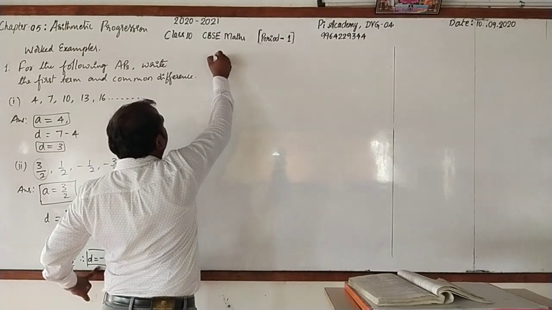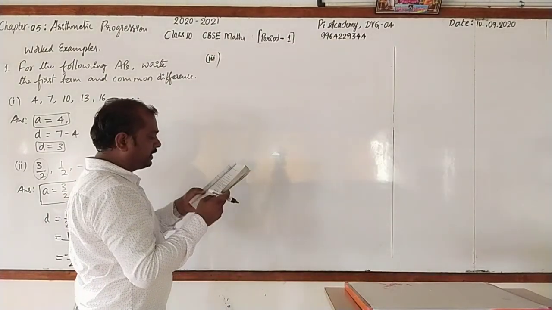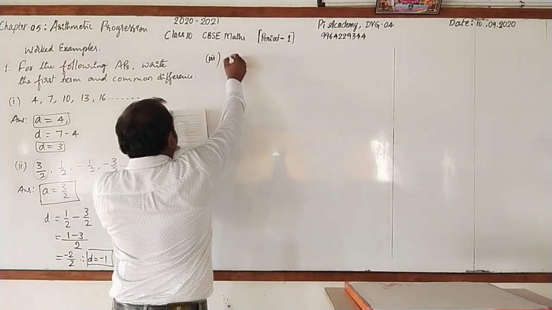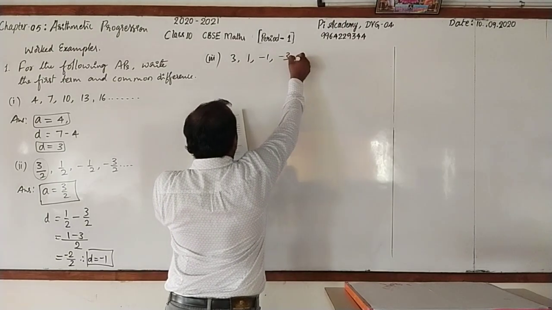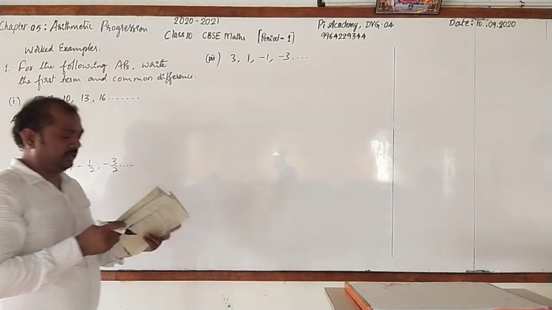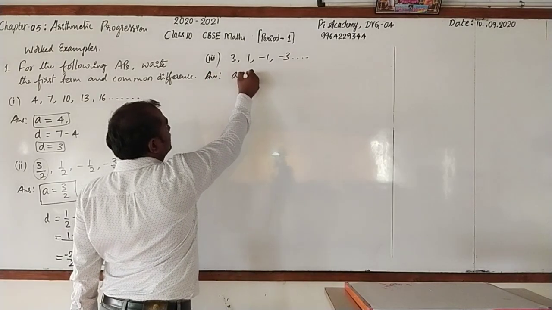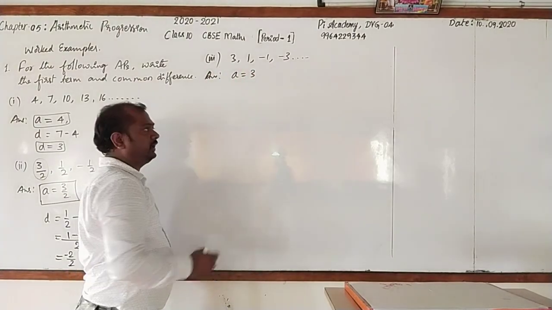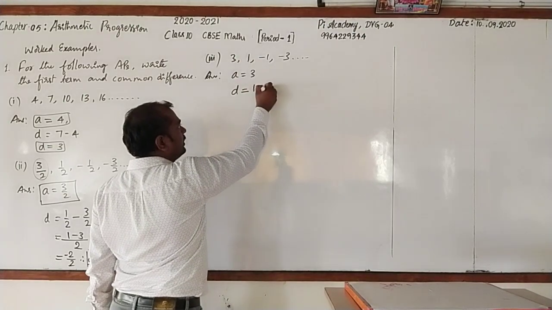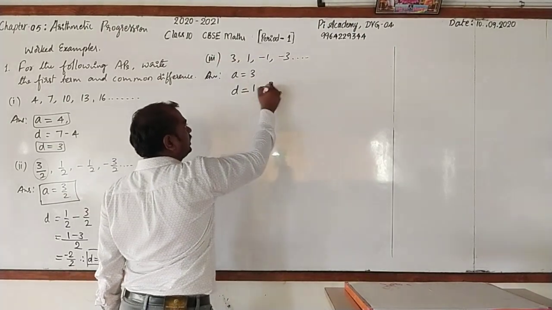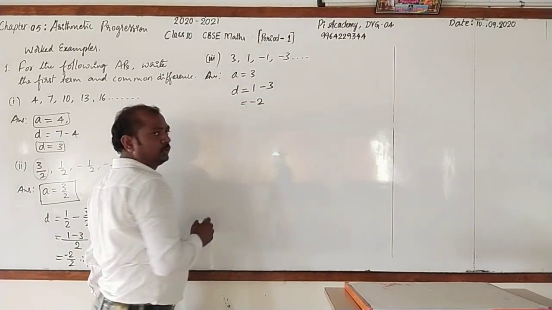Let me go for taking third one from the textbook. It has been given like this. This is 3, 1, minus 1, minus 3. What is the first term here? Yes, A is 3. Common difference, D is A2, 1 minus A1, 3. 1 minus 3. This is minus 2.